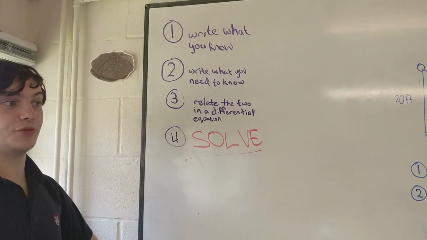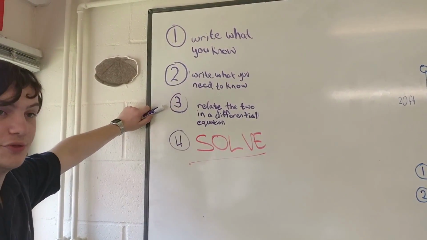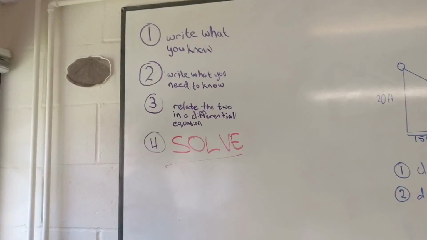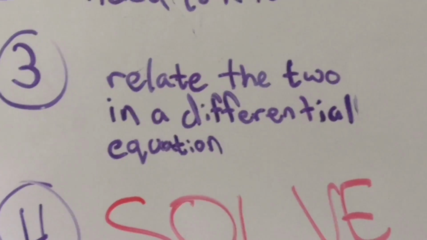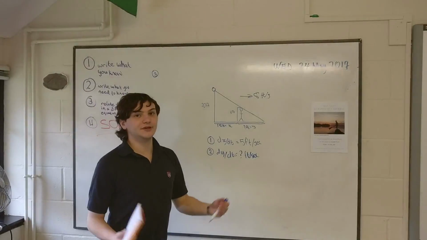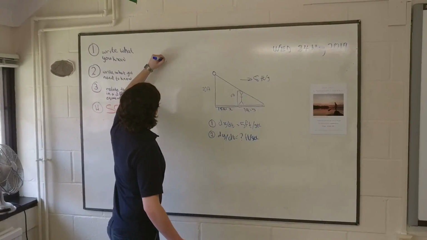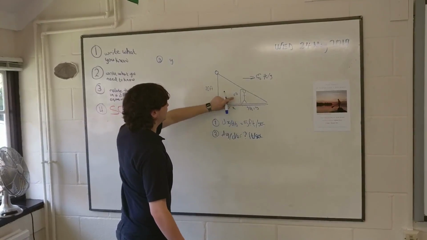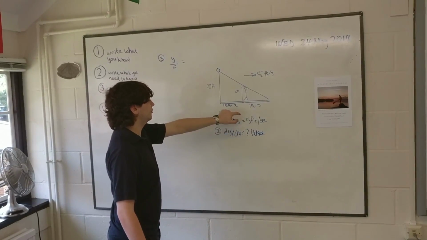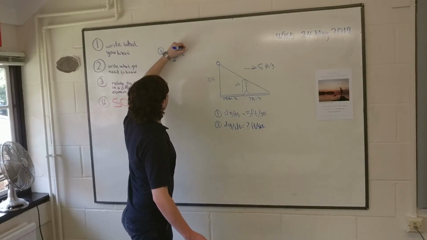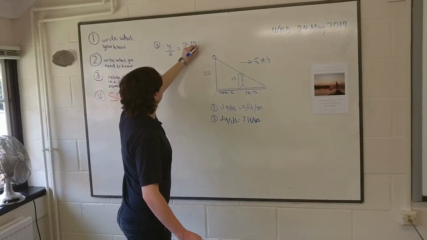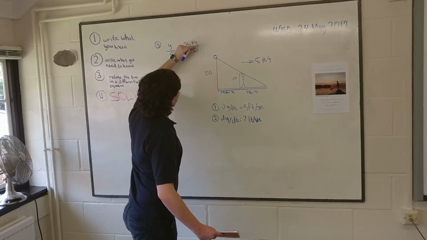Which brings us to step 3, which is to relate the two things in an equation. In this situation, we know that these two triangles are similar because of the angle postulate. We can say that this distance y, divided by this distance 6, is equal to the ratio of this distance x plus y, divided by this distance 20.